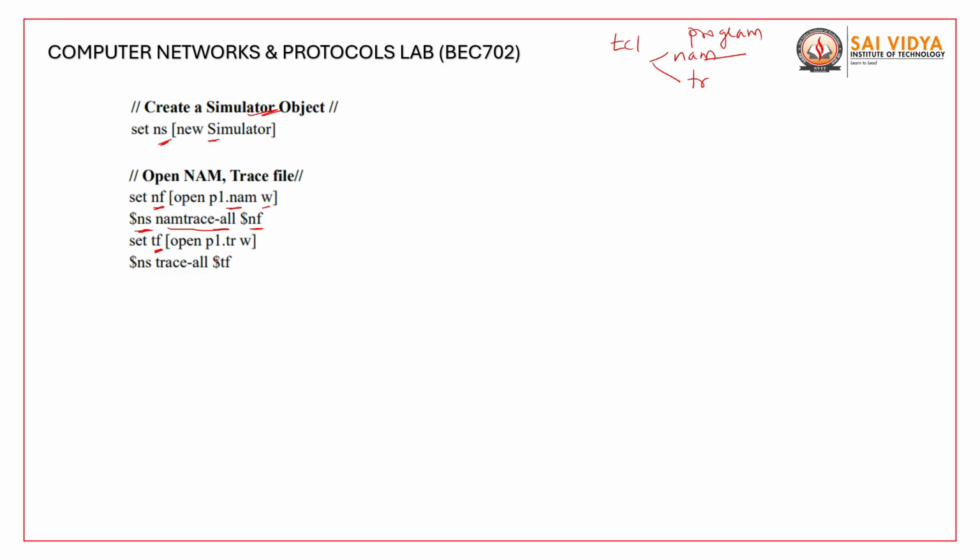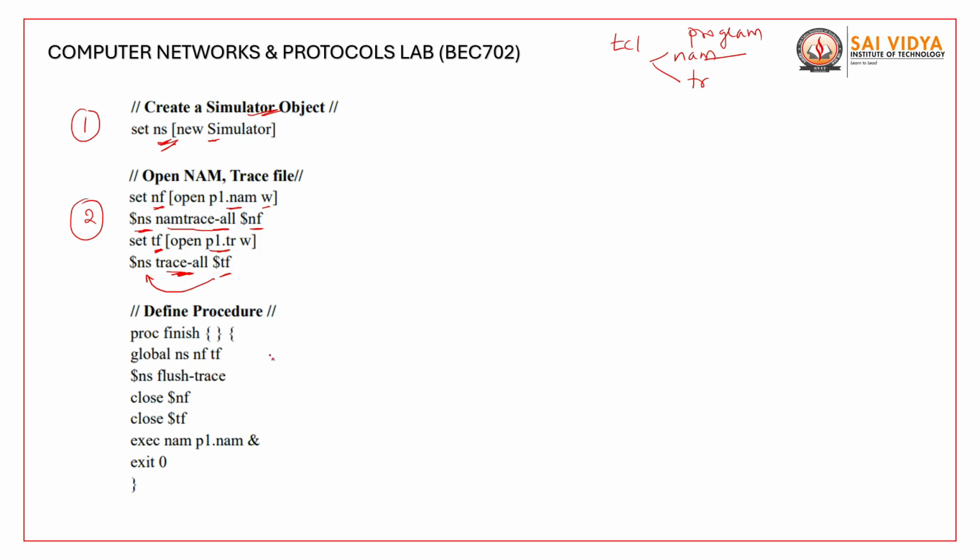Similarly, the trace file. This trace file has the name p1.tr. So whatever the events that are happening in the trace file, they are to be reported to ns, that is the main object here. So this will be your first step and this will be your second step.